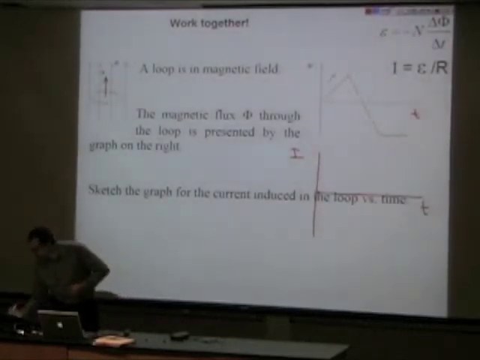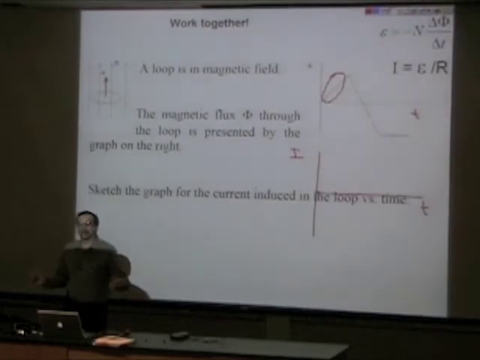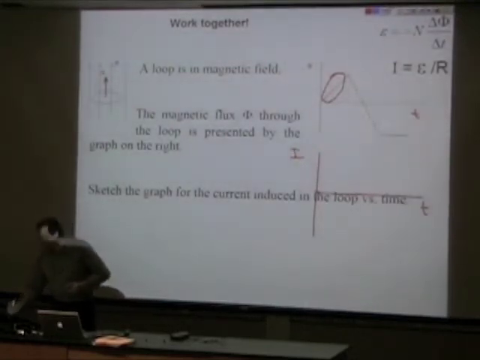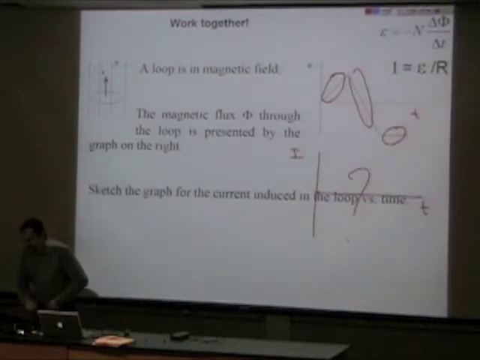A minute ago our graph looked like that, right? So we will already know the answer for this part. But this graph has two more parts. So your graph for the current also should have two more parts, three totally.